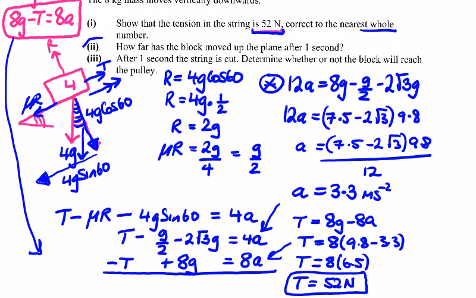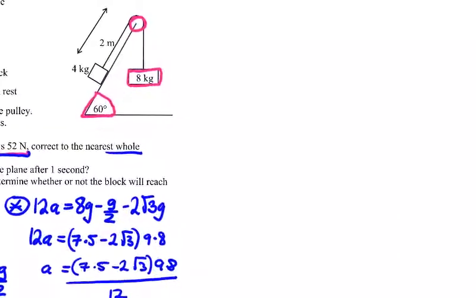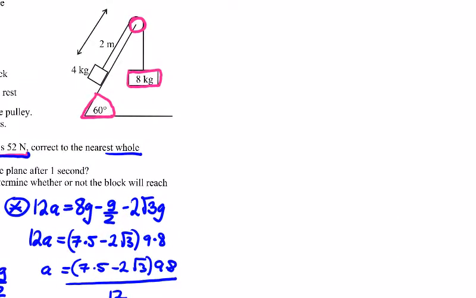Okay, part 2. Let's see why this was a bit longer. How far has the block moved up the plane after 1 second? So here we have the block moving up the plane. If we write our equation out for how far, distance s is equal to ut plus a half at squared. We've just found a to be 3.3, and t is 1 second.